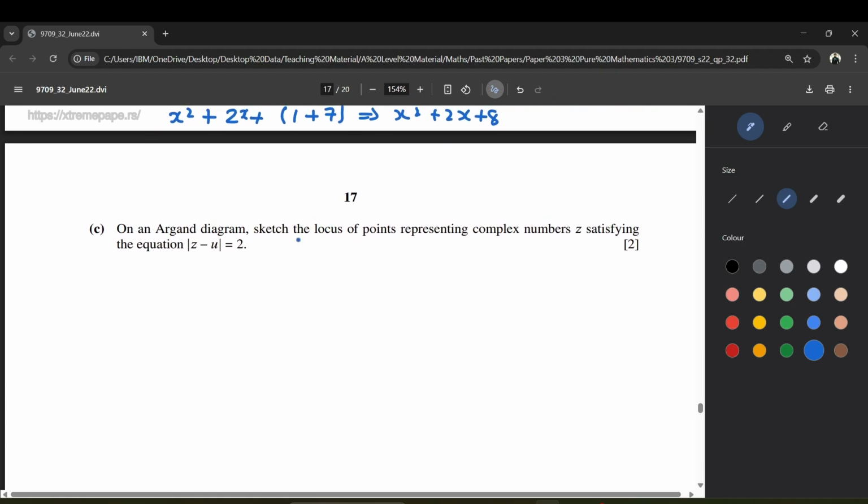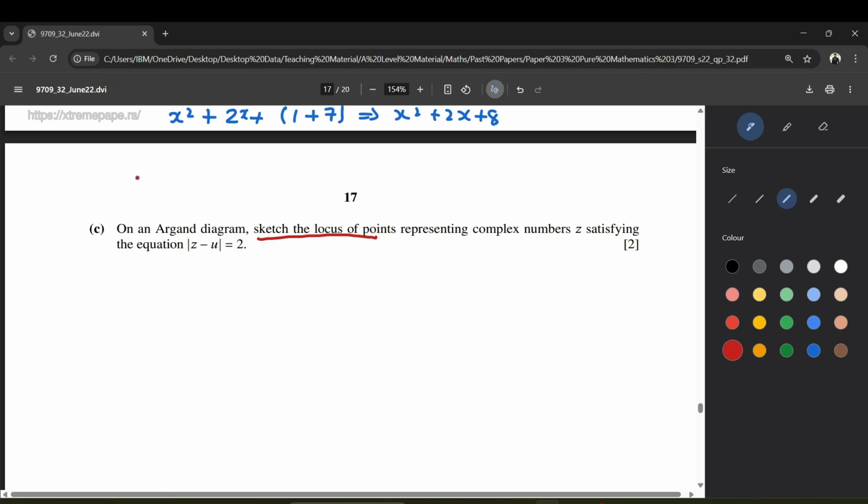All right, part C. On an Argand diagram, sketch the locus of points representing complex number z satisfying the equation modulus of z minus u equals 2. So here you have to sketch the locus of points. All right, you don't have to shade anything. You just need to draw what is represented by this equation.